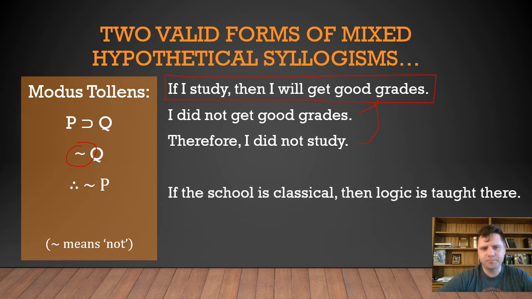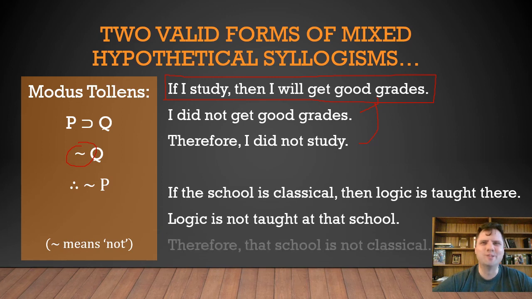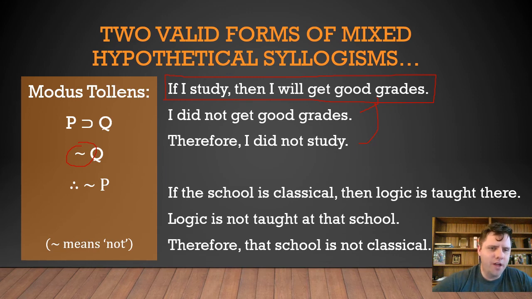Okay? Now, another example. If the school is classical, then it teaches logic. Logic is not taught at that school, therefore, the school must not be classical. Right? So this is how modus tollens arguments work. It involves denying the consequent, which then means that the antecedent also must be denied.